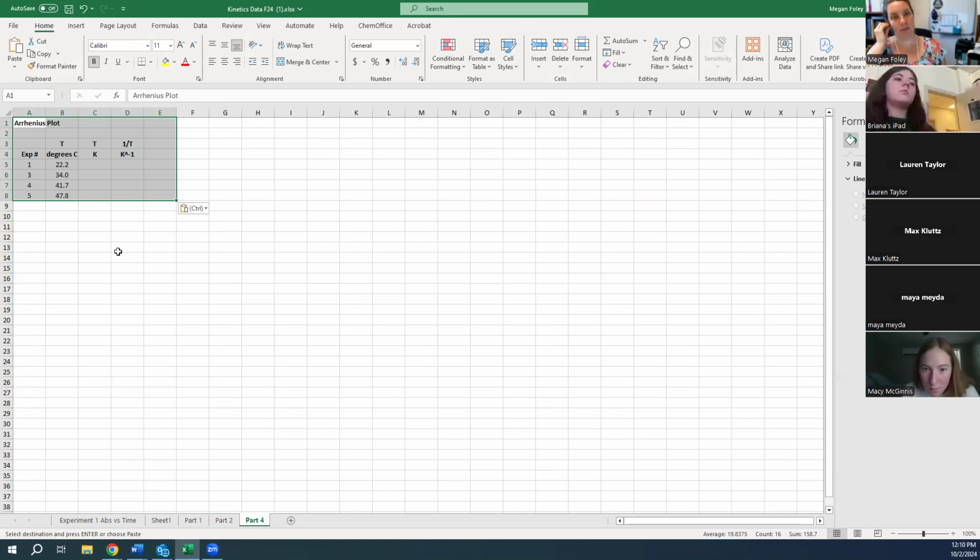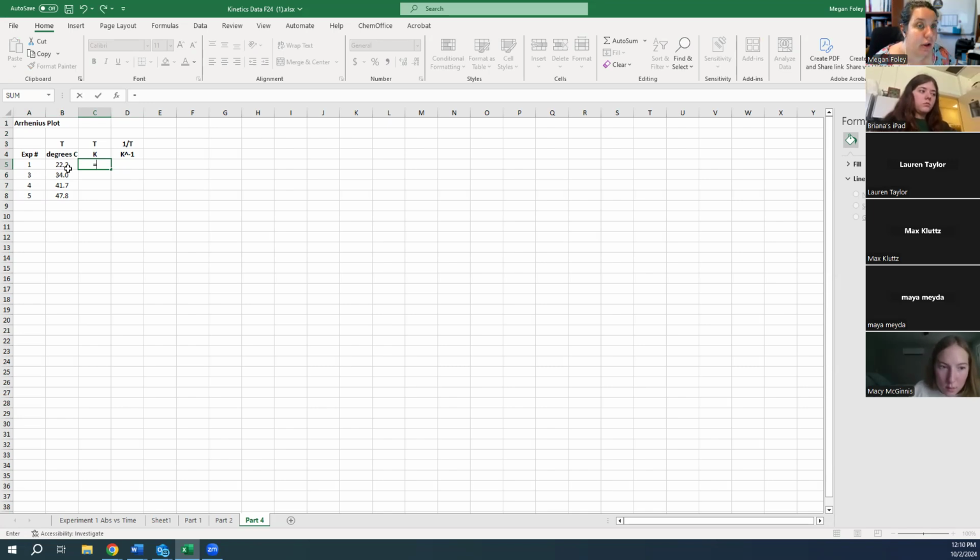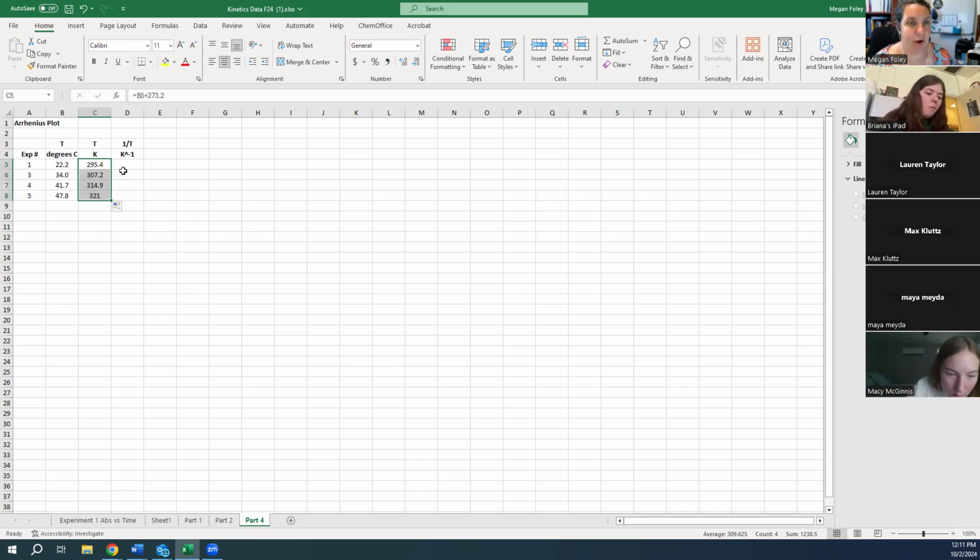Okay. So the first thing we need to do, we see we're looking at experiments 1, 3, 4, and 5. We first want to change our temperature for those experiments into Kelvin. So we're going to, again, get Excel to do the math for us. We're going to press equals, and then click on the cell that has temperature, and then add 273.2. So that will allow us to go from Celsius into Kelvin. And we're going to double click so we can apply that math to all of these temperatures.